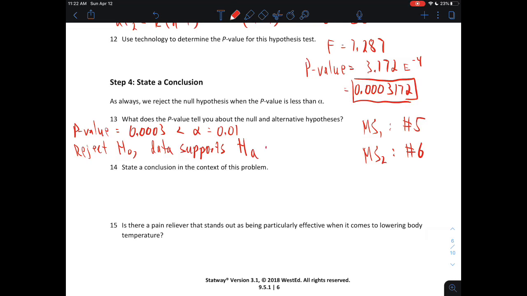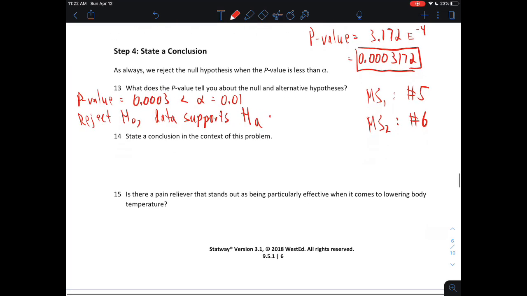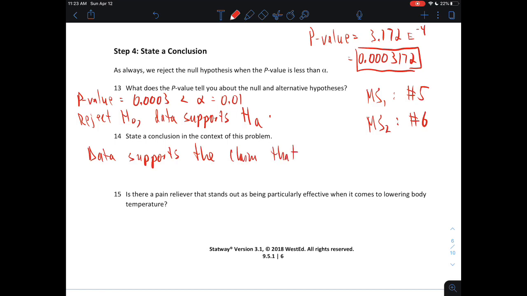Number 14, state a conclusion in the context of this problem. So we have data that supports our alternative hypothesis, which is the same thing as the claim that we had. So the evidence or data supports the claim that the mean body temperatures are different for the given treatments.